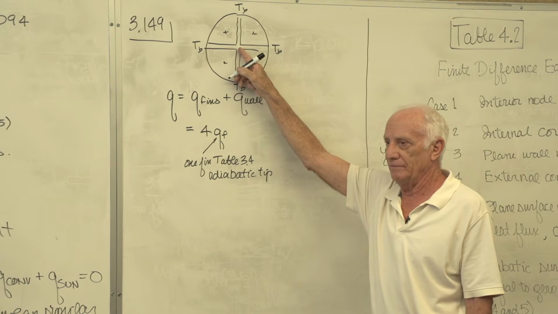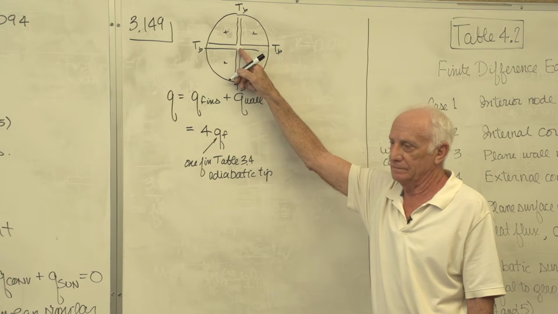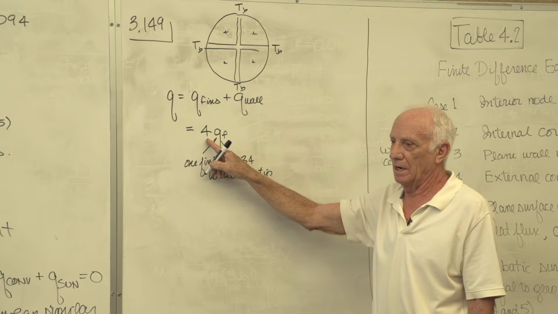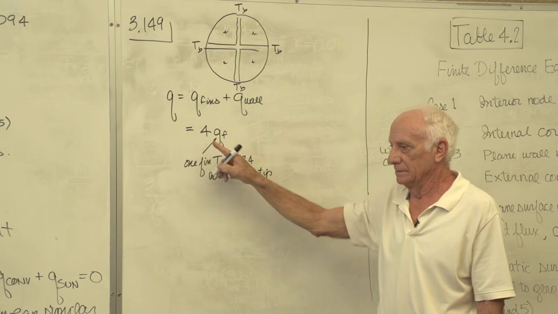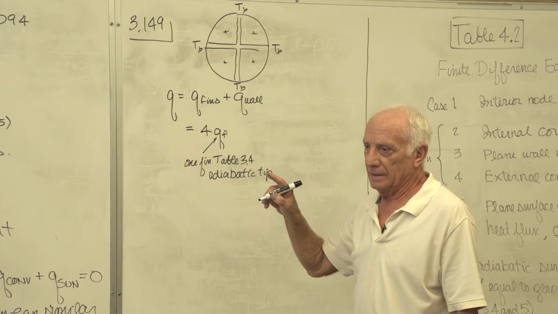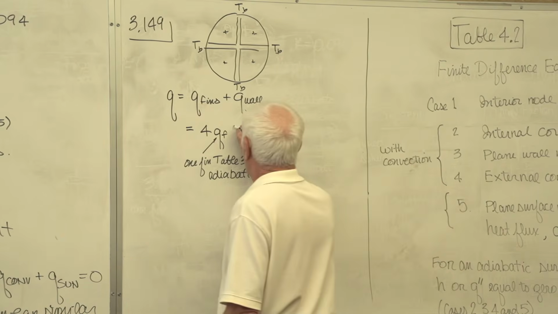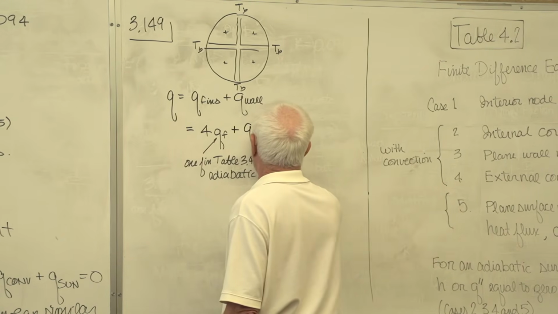Case 2, table 3-4, find Q_F, got it. How many fins? 4, got it. Table 3-4, case B, plus Q from the walls.